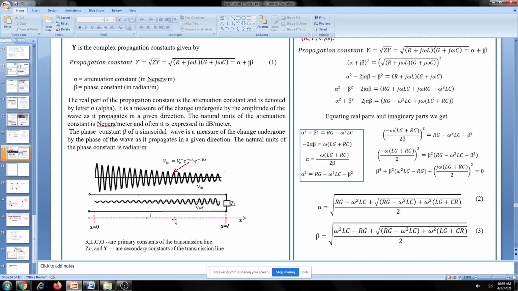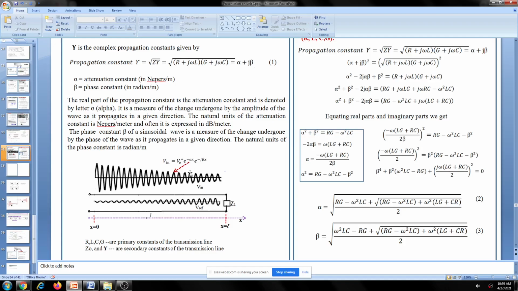So based on how much length it travels, you can calculate the amplitude received here. That's why it is a very important parameter. The more the value of this, the more the loss, also called loss on the transmission line. So usually what we want is for this alpha to be as small as possible. Otherwise, the signal may become very weak by the time it reaches the load.